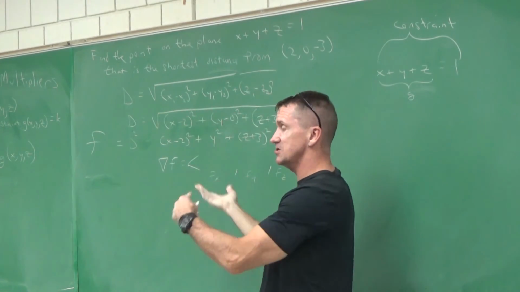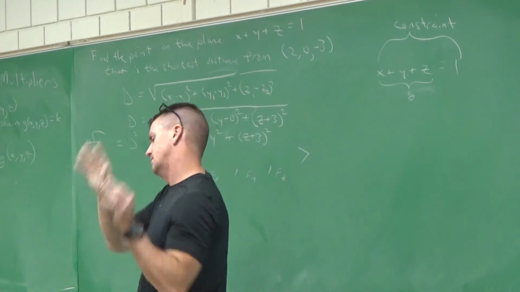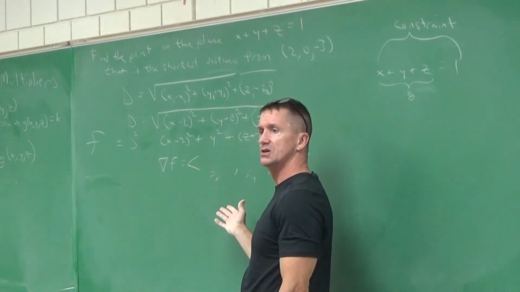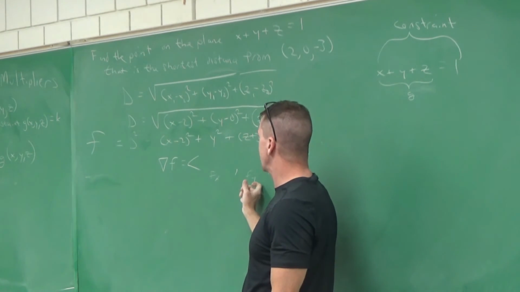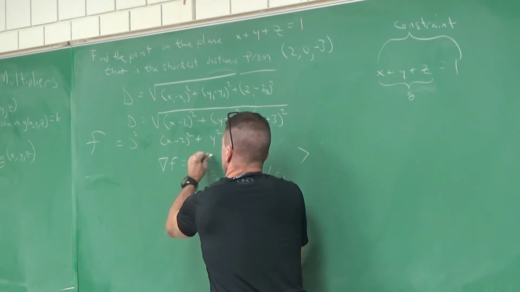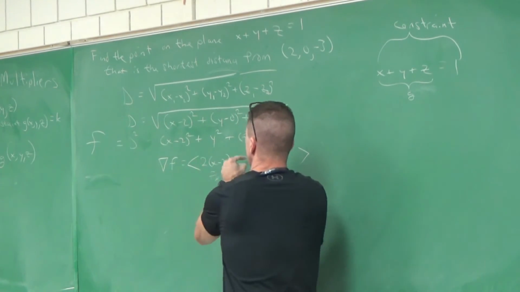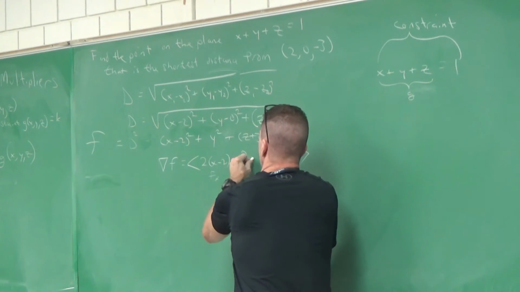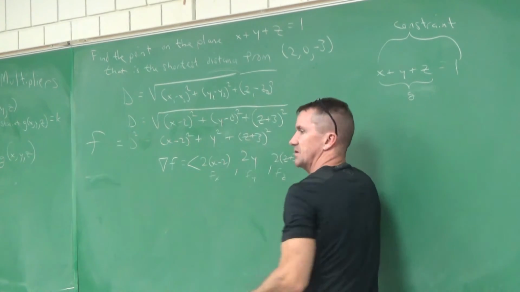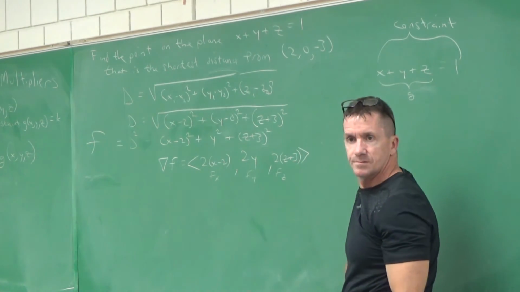You could do this problem, even on a test, and say I'm going to use the technique from 14.7 to solve this. By all means, you could. But you'll see a nice elegant method here as well. This is just 2 times the x minus 2 term, and that's it. What's this partial derivative? And this is just 2 times z plus 3. Everyone agree? These are the partial derivatives.